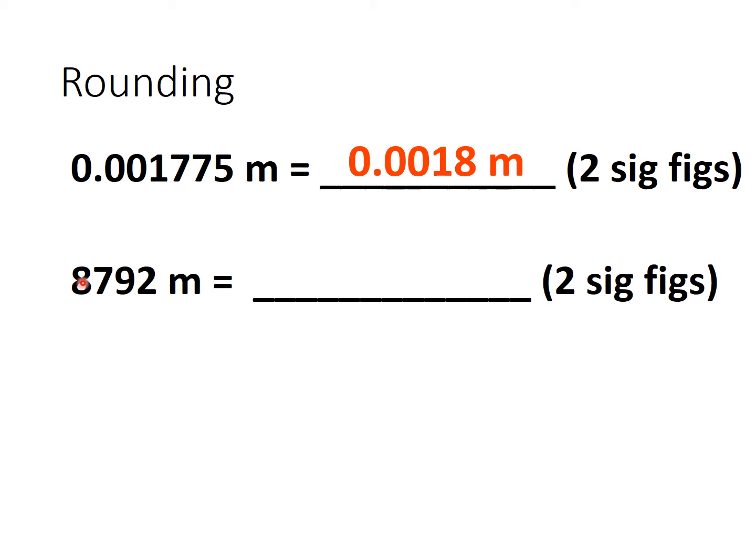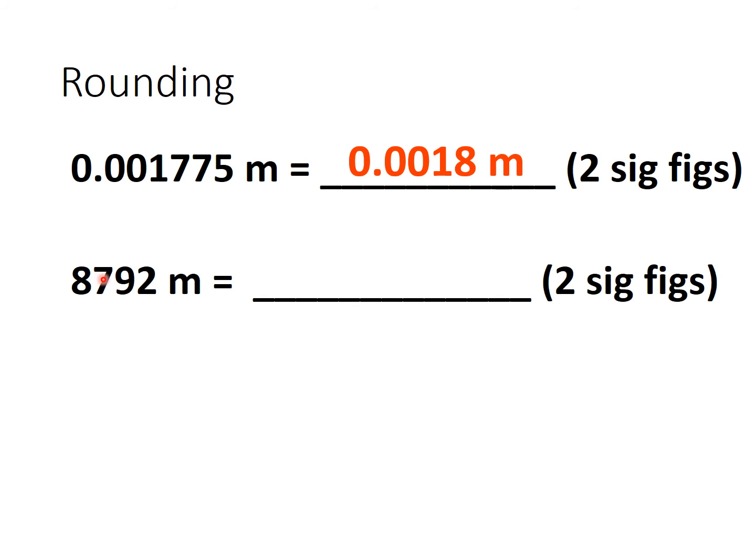Here we have 8,792 meters, and we're going to round it to 2 significant figures, or 2 significant digits. The first 2 significant digits are 8 and 7, so we could draw a line here. 8 and 7 are what we're going to report. But the third figure is a 9. It's greater than a 5. A 5 or greater causes the next larger number to round up, so this becomes 88.